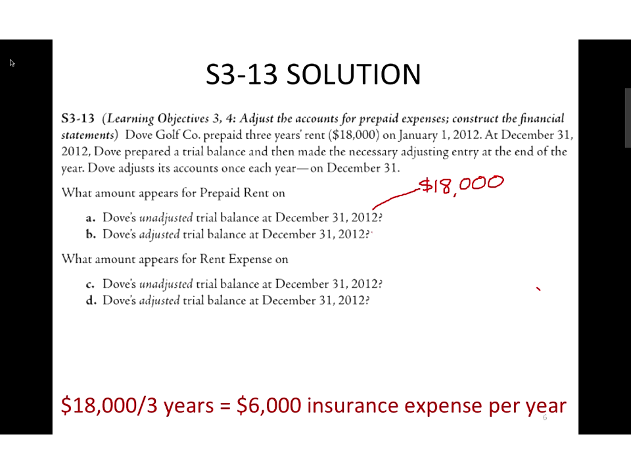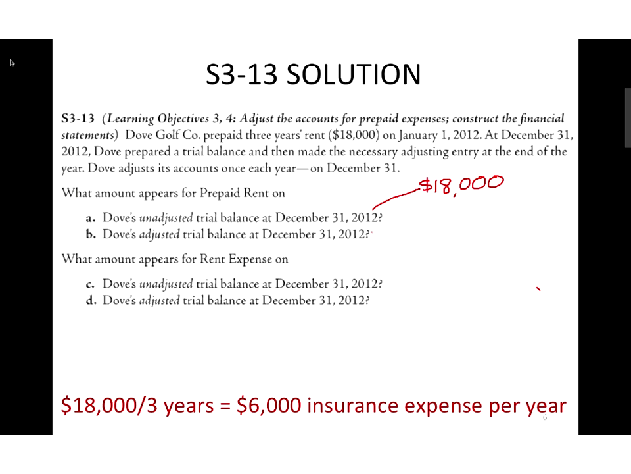So unadjusted, that's what we had from the beginning of the year. Okay, now, so unadjusted is before any adjusting entry. Now, B, prepaid rent, that's our asset. Now it's saying we did the adjusting entry, okay?